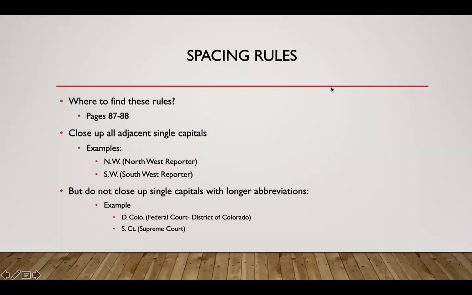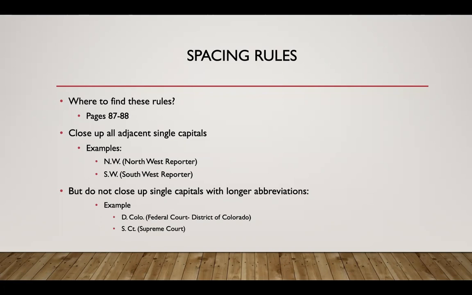Spacing rules. Where does one find the spacing rules? Pages 87 to 88 in the Blue Book. For the adjacent single capitals, you will close up all adjacent single capitals. An adjacent single capital is a single capital letter followed by another single capital letter. So as you can see, for Northwest Reporter, Northwest is closed up. Same for Southwest Reporter, Southwest is closed up. There's no space between those adjacent single capitals.